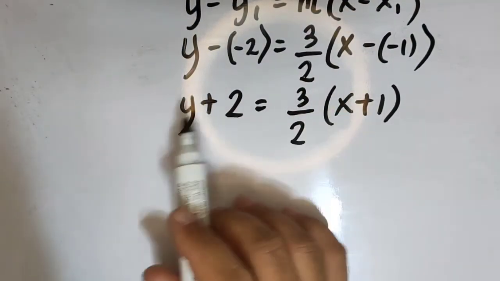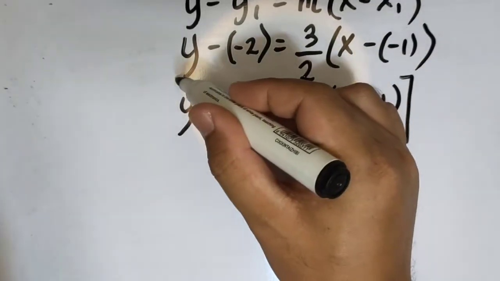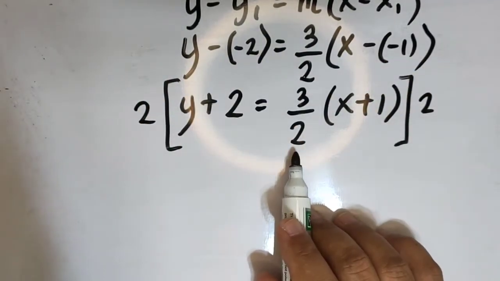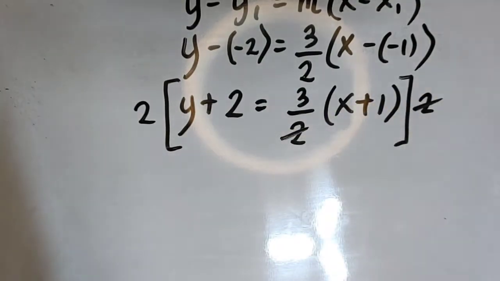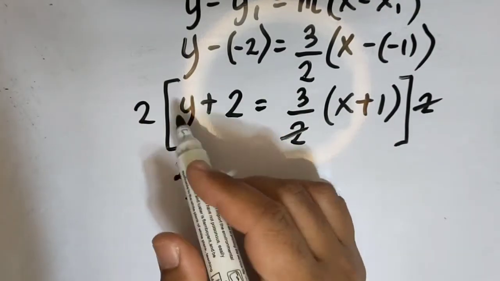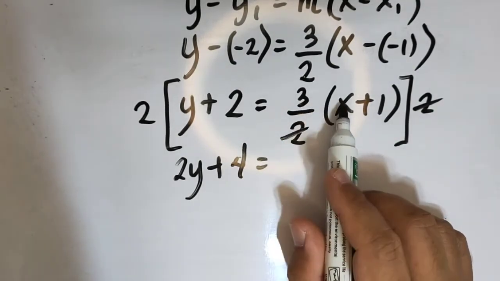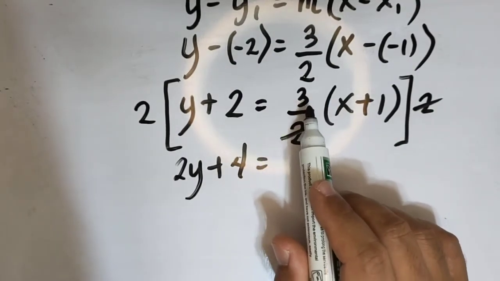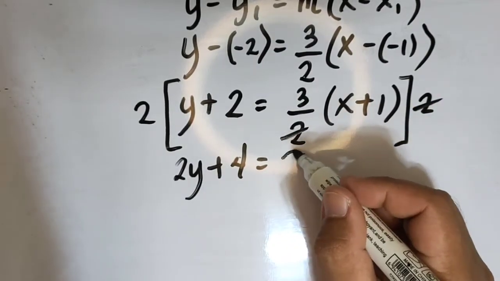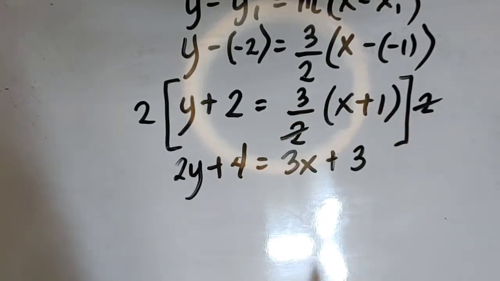So para madali, tanggalin muna natin yung denominator natin by multiplying the whole equation by 2. Kasi ito ay 2. Okay? Para dito ay makancel yung 2 natin. So let's simplify. 2 times y is 2y. 2 times 2, that is 4. And then we will just distribute 3 kasi na-cancel na yung 2. Okay, so 3 times x, that is 3x. 3 times 1, positive 3.